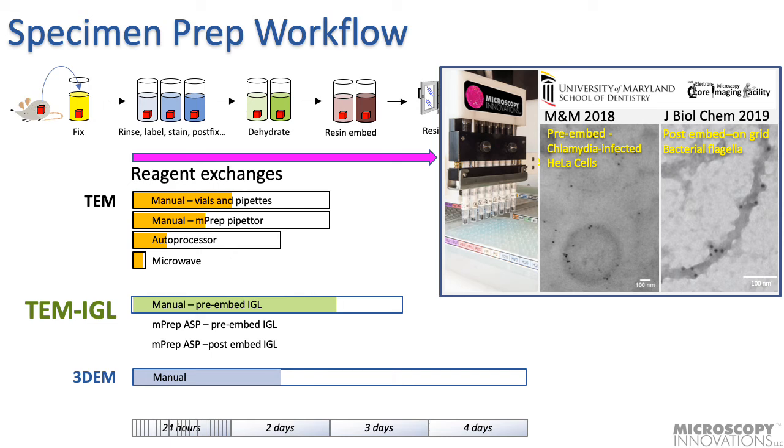Now let's look at automated immunogold labeling. The data shown here is from the University of Maryland Baltimore Core Lab for both pre-embedding and post-embedding or on-grid IGL. The total time to results was shortened by a day compared to manual prep, and the effort was reduced to about an hour, principally for setup and cleanup.